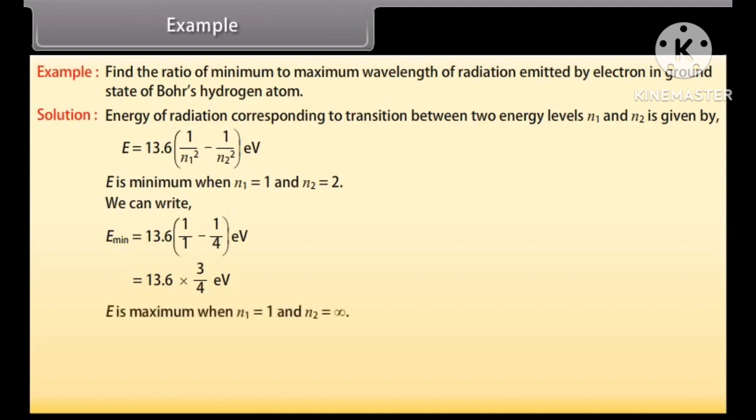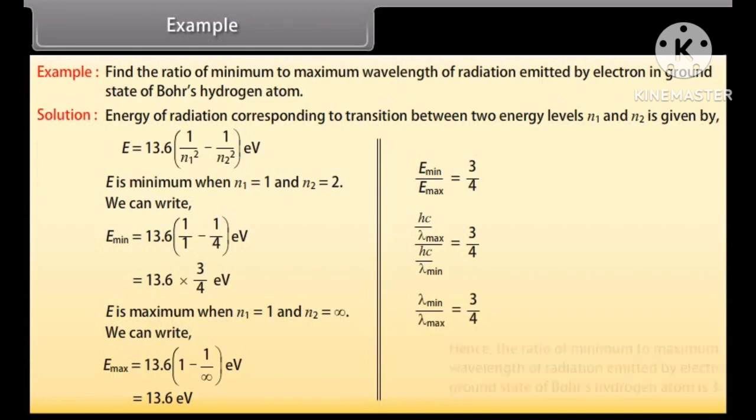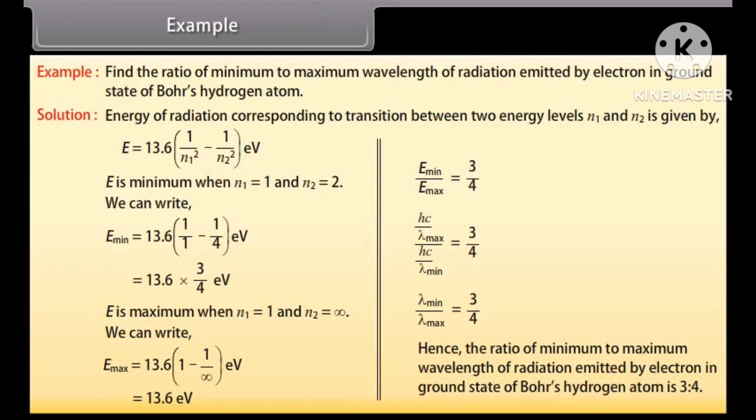E is maximum when n1 = 1 and n2 = infinity. E maximum is equal to 13.6 electron volt. Now taking ratio of E minimum and E maximum, we get E minimum upon E maximum as 3/4, or lambda minimum upon lambda maximum equals 3/4. Hence, the ratio of minimum to maximum wavelength of radiation emitted by electron in ground state of Bohr's hydrogen atom is 3:4.